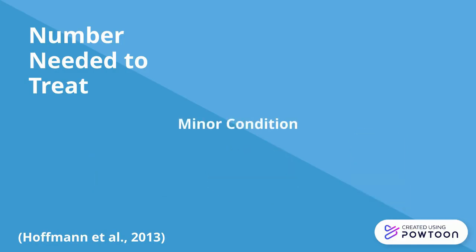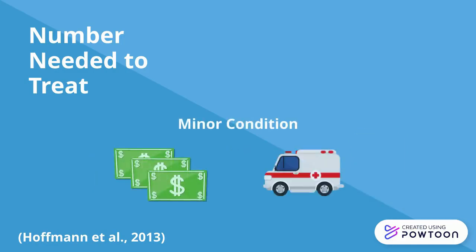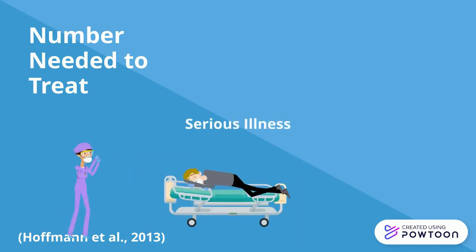Minor conditions might not be treated if the costs and side effects of an intervention are high, even if it has a low NNT, whereas serious illness may still be treated even if it has a high NNT if the costs are low and the side effects are minimal.